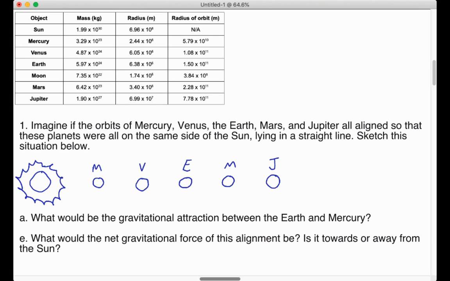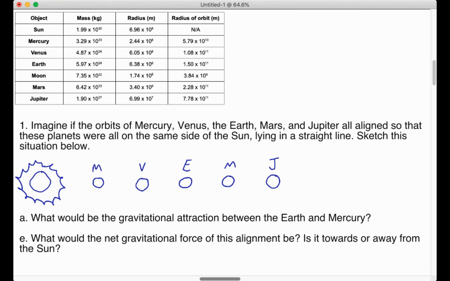So here's our sketch. And key ideas: these are all on the same side of the sun. So maybe this is the top-down view, and we're looking at these guys, and they all just happen to line up. So this would be a hell of an astronomical and astrological alignment. And they're all lying in a straight line. So we've sketched that.